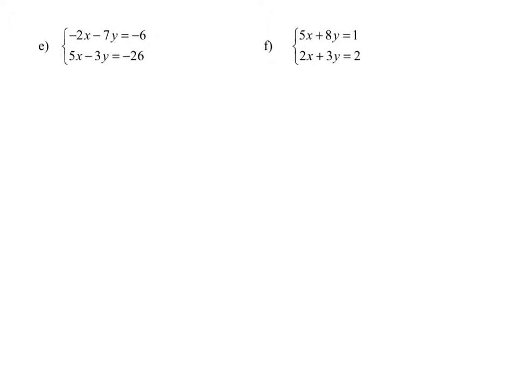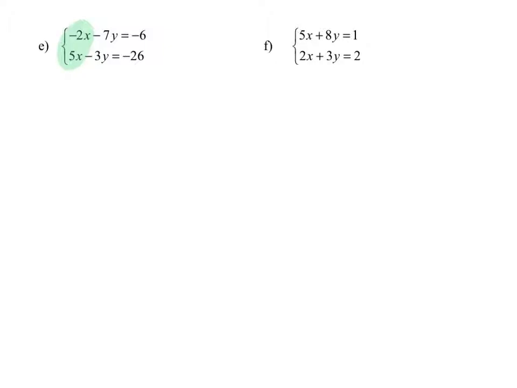So in example E, we have our system of equations where the x's, y's, and equal signs are lined up, but we don't have opposite terms. We don't have opposite x terms or opposite y terms. So I'm going to go ahead and look at the x terms and determine a way that we can make opposites.